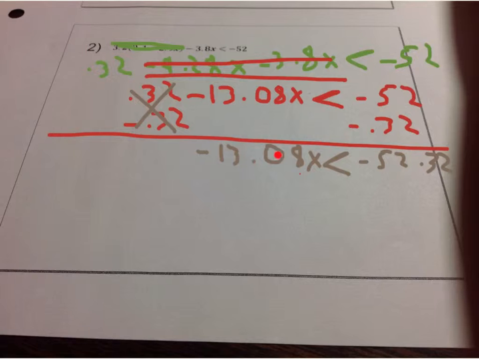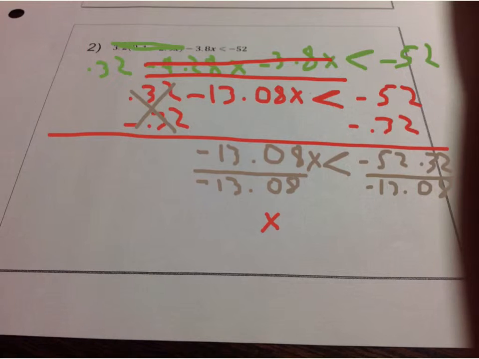Alright, so now I'm down to a one-step equation. I have negative 13.08x, or you can think of it as negative 13.08 times x is less than negative 52.32. So doing this, I want to undo this multiplication, so I'm going to divide by 13.08. And remember, if this is negative, you got to divide by a negative so that you get a positive variable. So divide by negative 13.08, and of course do the same thing to the other side. Divide by negative 13.08. Okay. And when you do that, these two negatives cancel out, so you're just left with x.